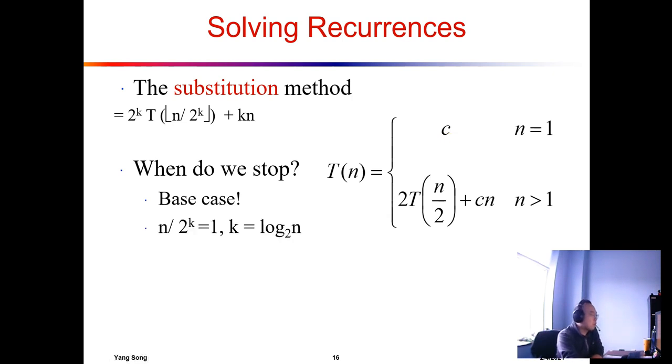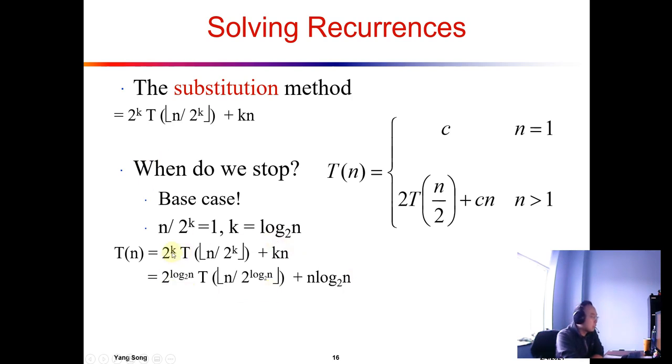Okay, this is what we want to replace. So eventually, when this value is 1, we stop. So if n divided by 2^k is 1, this means k is log2 n. And when k is log2 n, we stop, right? And how about we just substitute this k with log2 n, and what do we have? So k with log2 n, k with log2 n, and then this k with log2 n. And then I massage this a little bit, and I'm going to replace the T(1) with c, and eventually I got this. So n log2 n plus cn.